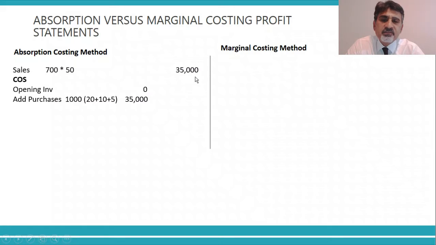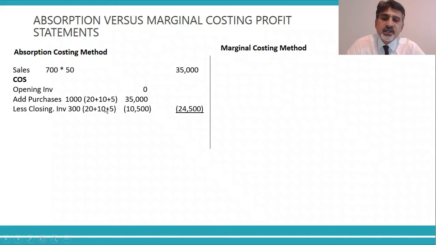You did not sell 1,000 units, you only sold 700 units. So it means that our cost should also be for 700 units. So this is the cost for 1,000 units. So now I subtract, I say less closing inventory, 300. So 300 units we did not sell because we produced 1,000 and we sold only 700. So those units which you did not sell, which are in your closing inventory, their cost should be subtracted.